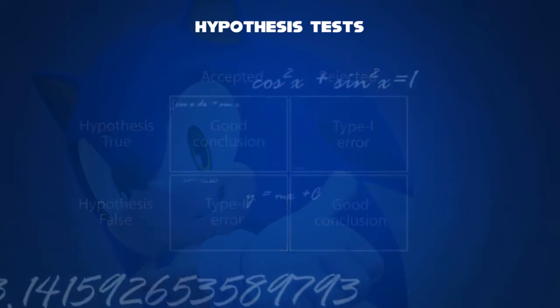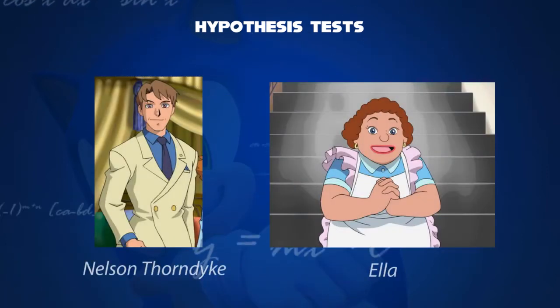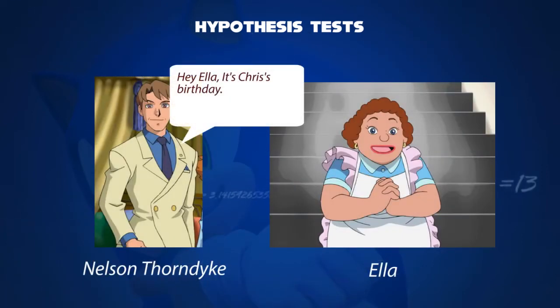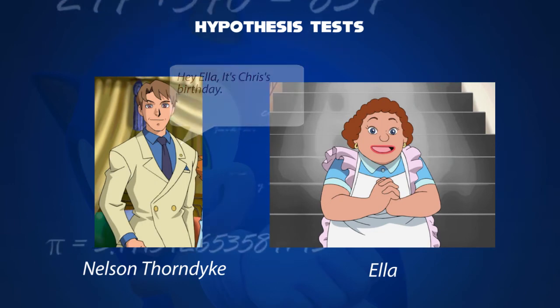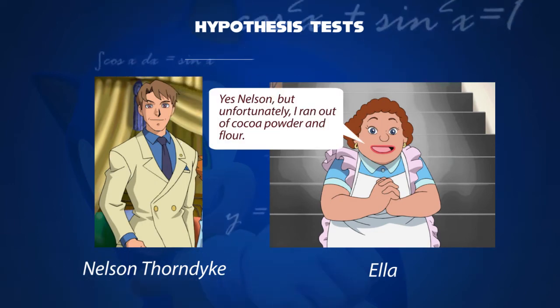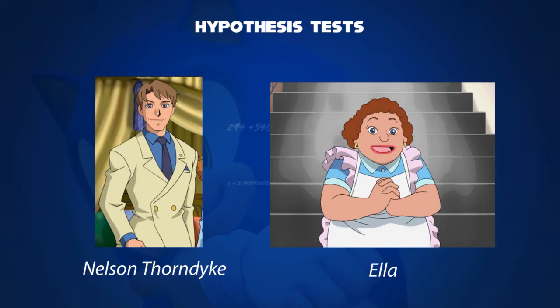For example, Nelson Thorndike wants Ella to make a cake for his birthday, but she ran out of flour and cocoa powder. This is said to be a type 1 error.